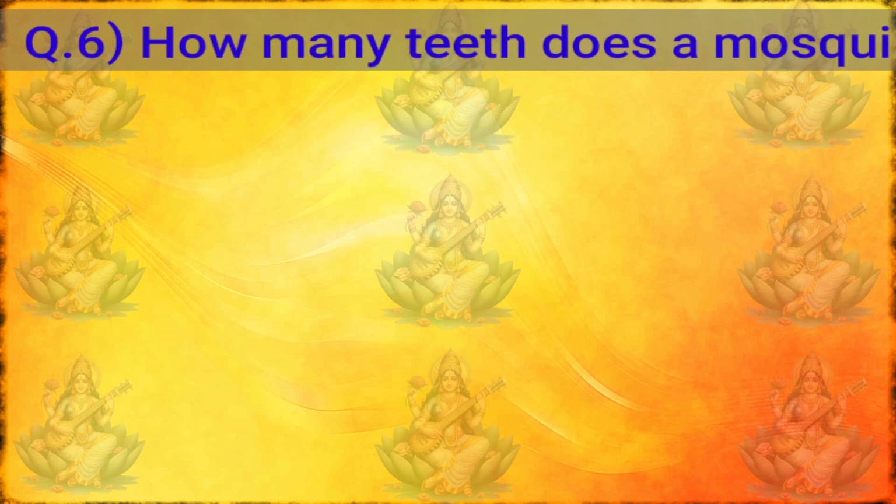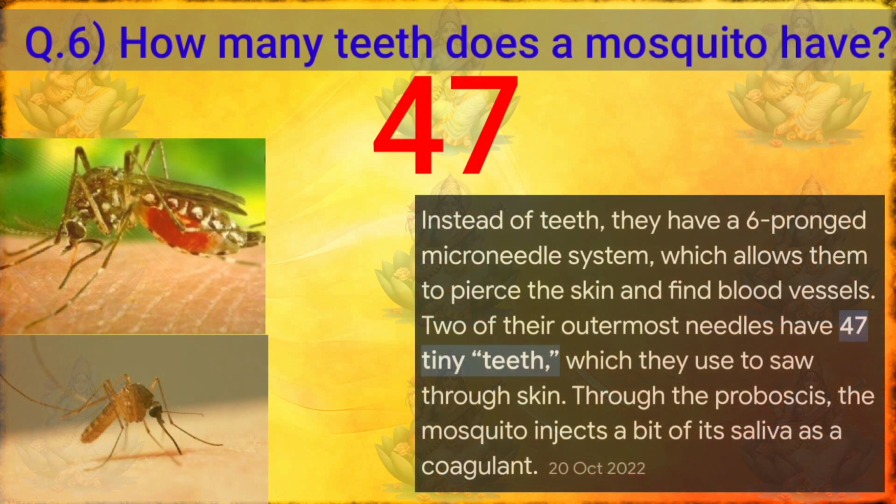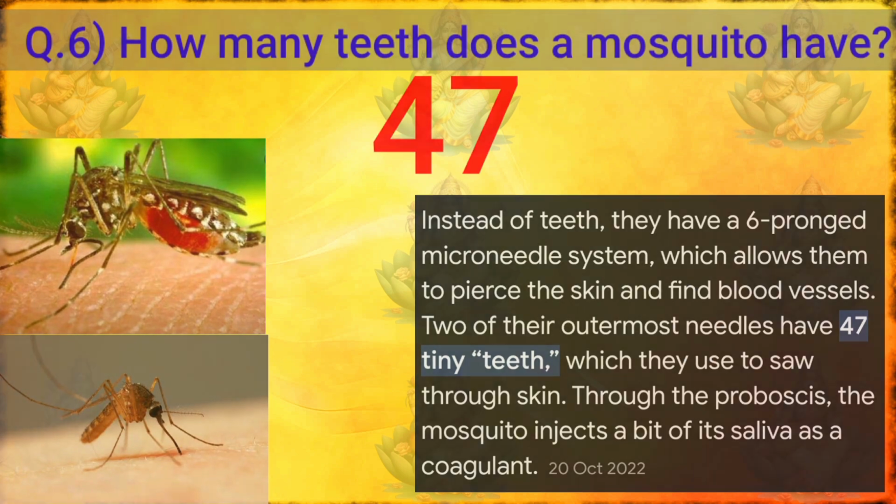The next question is, how many teeth does a mosquito have? The answer is 47. Instead of teeth, they have a 6 prolonged micro-needle system which allows them to pierce the skin and find blood vessels. 2 of their outermost needles have 47 tiny teeth, which they use to saw through skin. Through the proboscis, the mosquito injects a bit of its saliva as a coagulant.